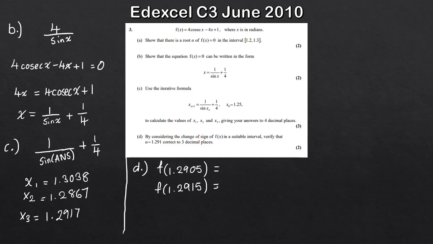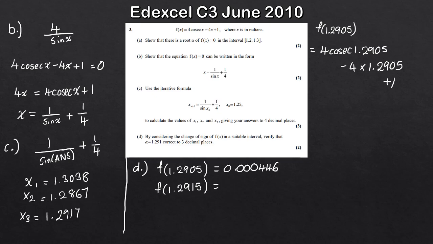Okay, if we work each one of these out individually, one should be positive, one should be negative, and if we get that, then using change of sign, alpha must be 1.291 to 3 decimal places. So 1.2905. So be careful here, we're plugging that into our f of x. So this would be f of 1.2905. So for example, that would be 4 cosec 1.2905 minus 4 times this plus your 1. Okay, you need to plug all of that into your calculator.